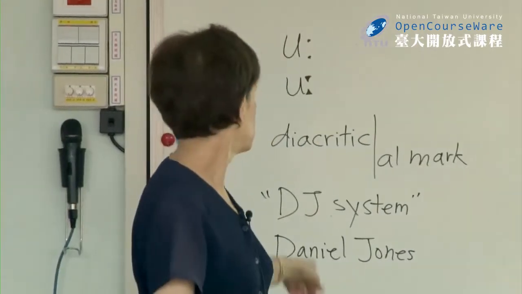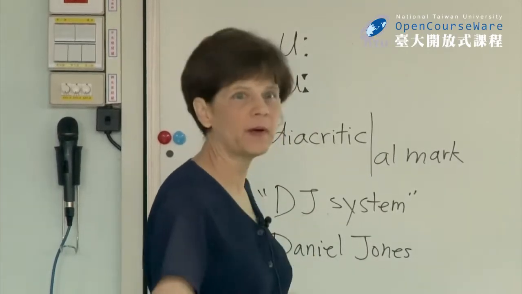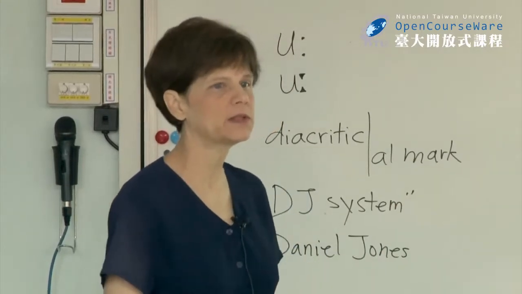But even though it means the same thing semantically, 国际音标 came to mean IPA. 万国音标, I believe, this is my understanding, referred to this so-called DJ system where he used length marks instead of different symbols to show the difference between short and long vowels. Okay, everybody understand? Following what I'm saying.